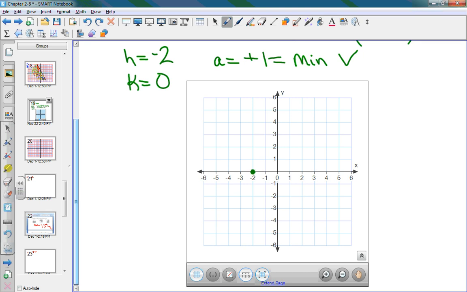And then I need to use my a value. What's my a? 1. So from there I go up 1 and to the right 1, up 1 to the right 1, up 1 to the right 1. Am I done? What do I do now? Symmetrical means I go from the vertex up 1 to the left 1, up 1 to the left 1. And how do I connect these dots?